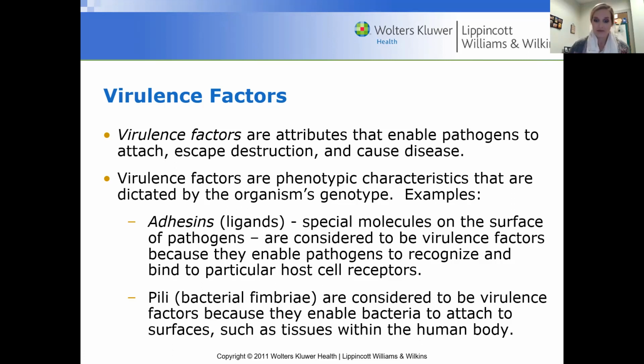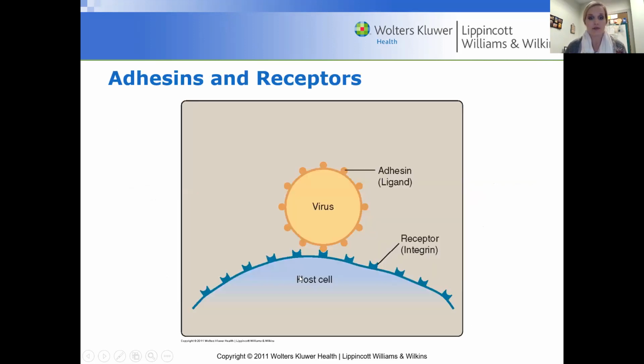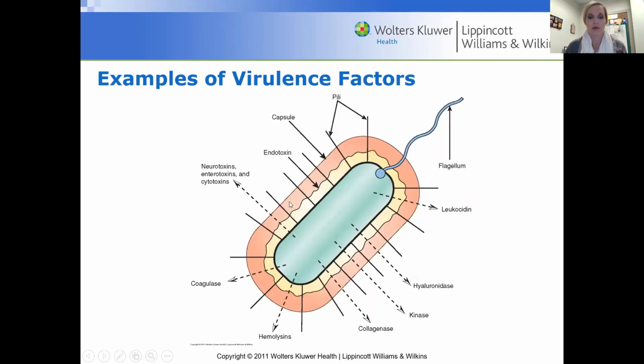Then there's pili. We mentioned pili when we talked about bacteria. They're kind of like little spikes on the outside of the bacterial cell. They enable them to attach as well, so kind of similar to adhesions. Here's an example of the adhesions on the outside of this virus, and then on the host, you can see the different receptors that line up with those adhesions. And here's an example of pili. Like I said, they're almost like little spikes on the outside of this bacterial cell, and that too is going to help them to adhere, making them virulent.